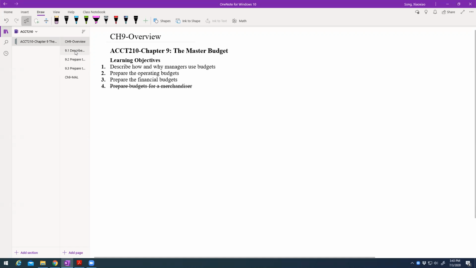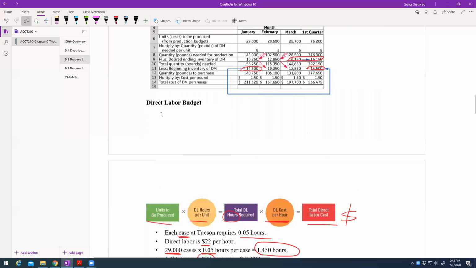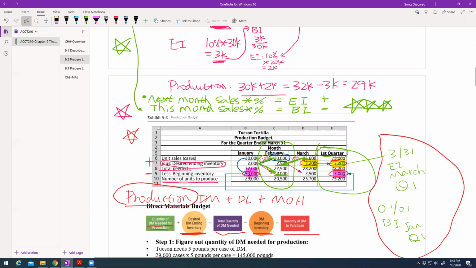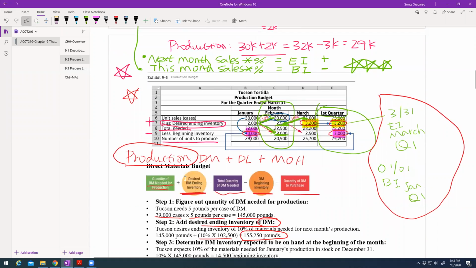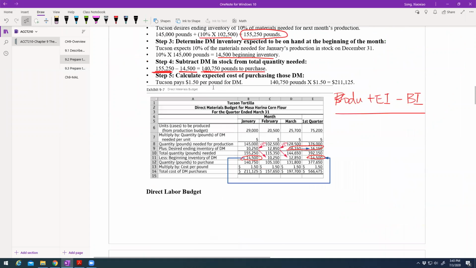We said you always start from your sales budget, and once you get your sales budget, you get the production budget, because sales plus your ending inventory gives you the total units you need, minus the beginning inventory, and you get the units you need to produce. And then we go through the direct material budget, direct labor budget, and manufacturing overhead budget very quickly, looking at this handout.